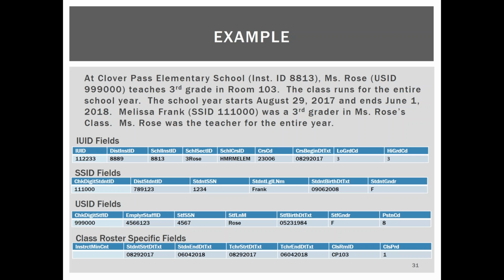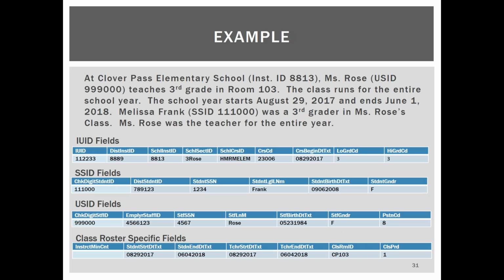So I've broken this out into IUID fields, SSID fields, USID fields, and class roster specific fields. You can see all the IUID information is there. We have the IUID number, the district and school INS numbers, the school section number, school course number. That's all from IUID. Even the low and high grade are from IUID. The SSID fields, all from the SSID record. So that should all match what's in SSID for this student.